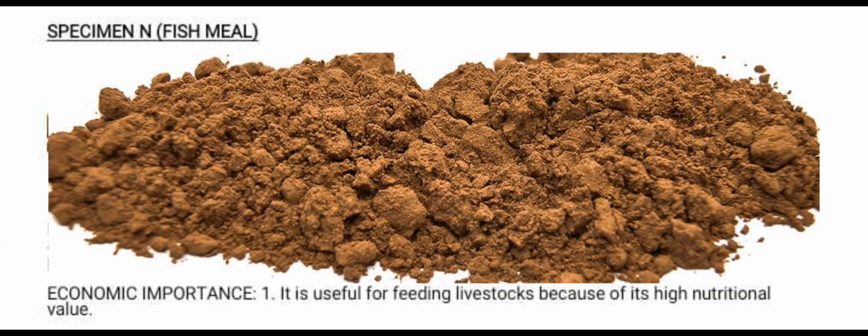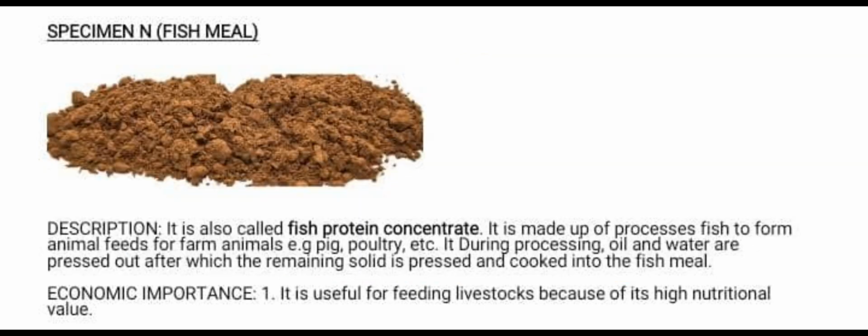So our last specimen, which is specimen N, is the fish meal. The fish meal is also called the fish protein concentrate. It is made up from processed fish from which oil and water has been removed, and it has been properly processed into solid. It is basically used to feed livestock, most especially fishes, hence it's called fish meal. But they can also add it to the feed of other livestock like chicken, other poultry, and others. It can even serve as feed to man. Why? Because of its high protein content.